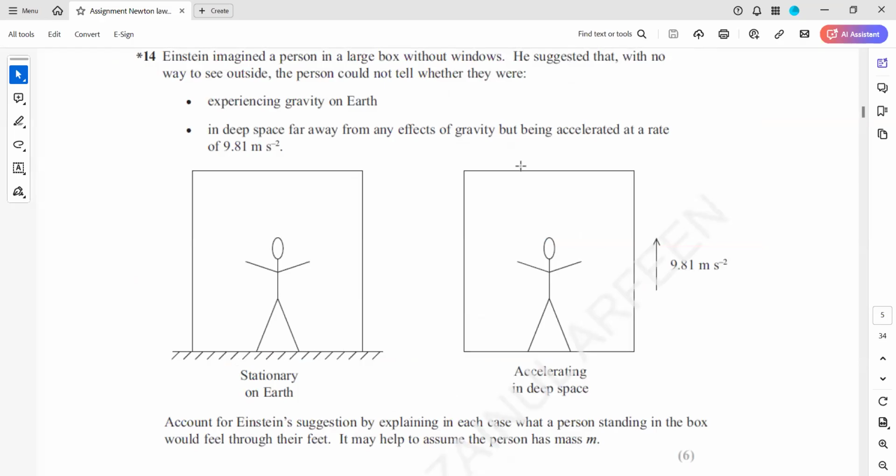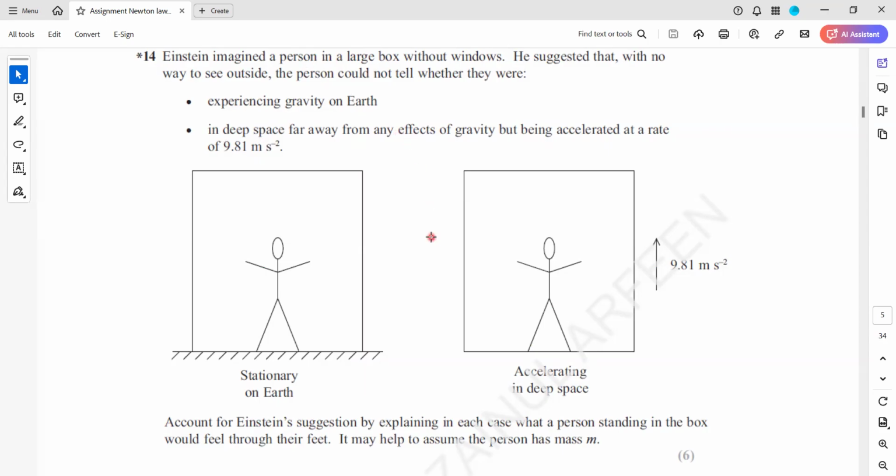Okay. Now, this question is also related to Newton's laws of motion. Einstein imagined a person in a large box without windows. He suggested that with no way to see outside, the person could not tell whether they were experiencing gravity, or were in deep space far from any effect of gravity, but being accelerated at 9.8.